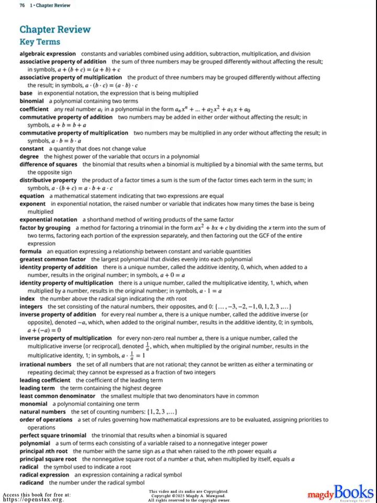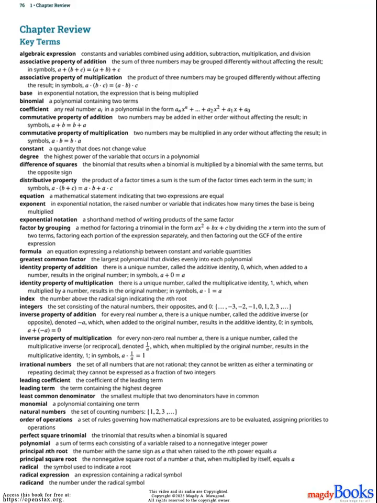Inverse property of addition. For every real number a, there is a unique number, called the additive inverse, or opposite, denoted -a, which, when added to the original number, results in the additive identity, 0. In symbols: a + (-a) = 0.